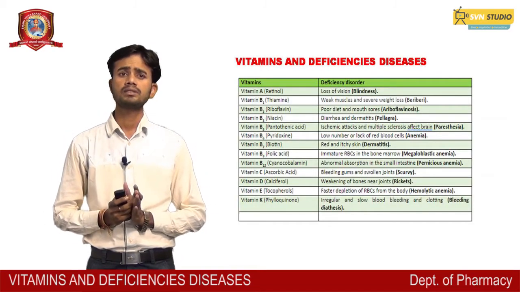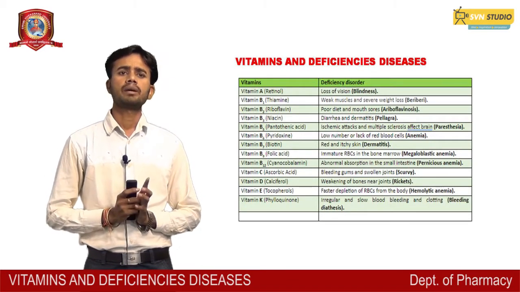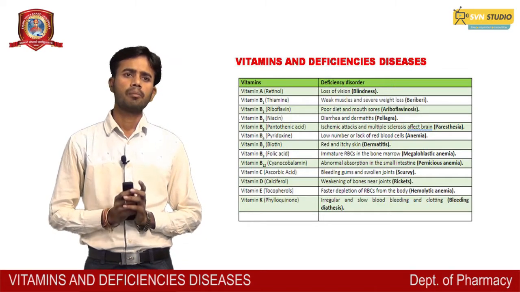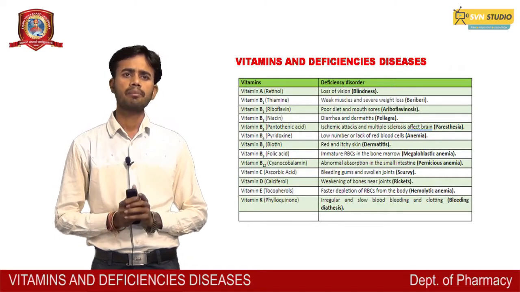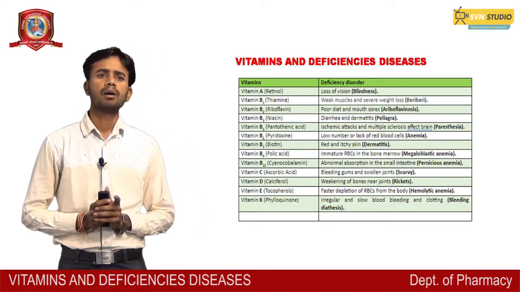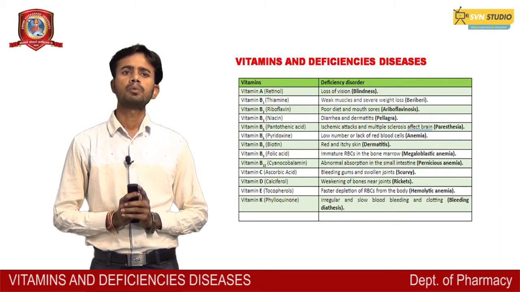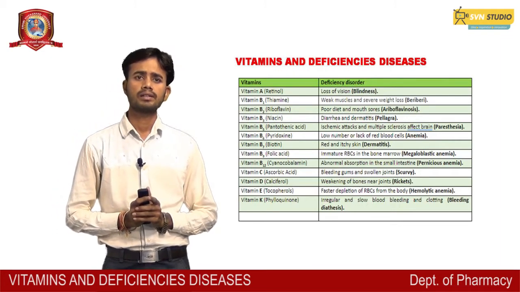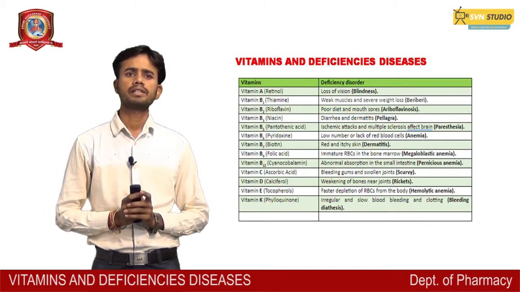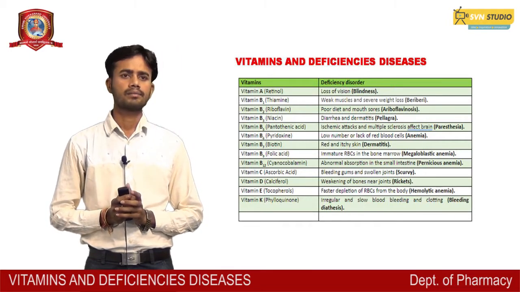Vitamins and deficiency diseases. Vitamin A, also called retinol, deficiency of this vitamin causes loss of vision called night blindness. Vitamin B1, also called thiamine, weak muscles and severe weight loss called beriberi. Vitamin B2, also called riboflavin, poor diet and mouth sores called ariboflavinosis. Vitamin B3, also called niacin, diarrhea and dermatitis, pellagra.